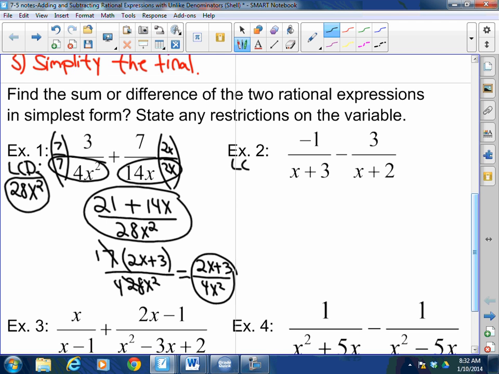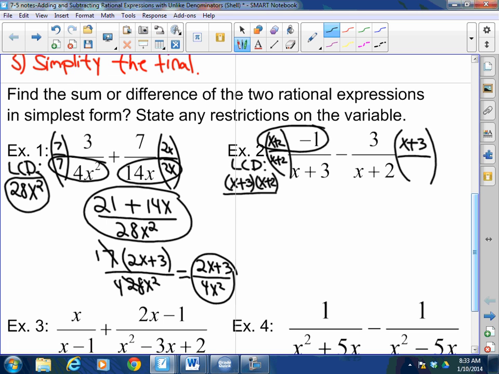Okay, example 2. What's the LCD? Always write the LCD. That's it. X plus 3, x plus 2. What do I have to multiply to this to get the same LCD? That's right. I got to multiply the missing factor, guys. What do I have to multiply to this rational expression? X plus 3. Very good. So, let's go ahead and multiply. I got to distribute that negative 1, so this is negative x minus 2.